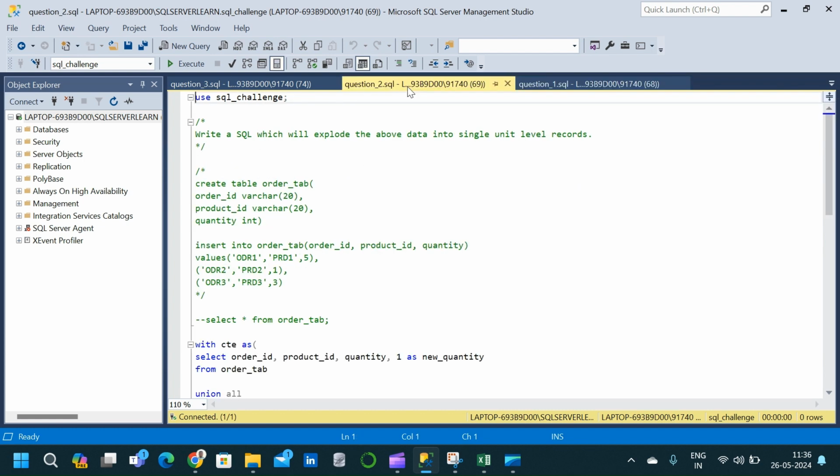Moving on to the second question, the question is, write a SQL which will explode the above data into single unit level records. So we have the table created which is called order underscore tab. The same table I have replicated in Excel with the expected output. Let me take you through the expected output and the input table that we are going to use. So the question is, write a SQL to explode the data into single unit level records.